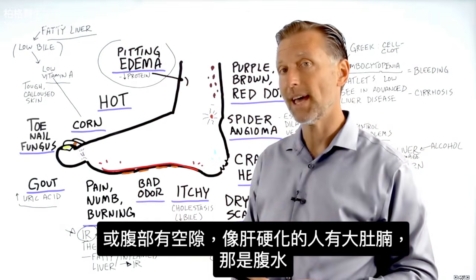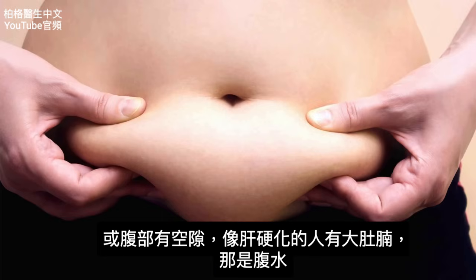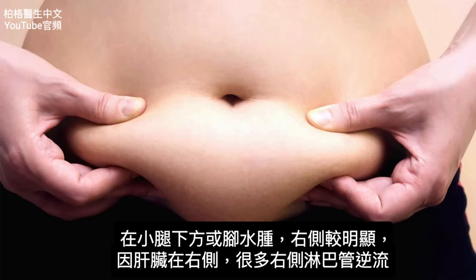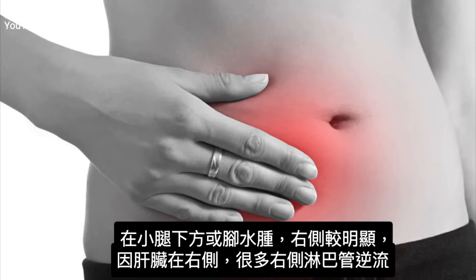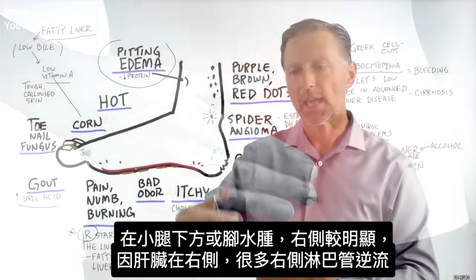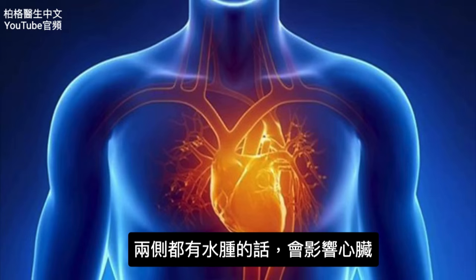Usually you see this with men who have cirrhosis. They have a pot belly. There's fluid inside. It's called ascites, or edema in the lower part of your body, usually in your lower legs or feet, which starts out showing up more on the right side because the liver's on the right side and you have a lot of lymphatics that can be backed up through that side. If you have edema on both sides, that could affect the heart.